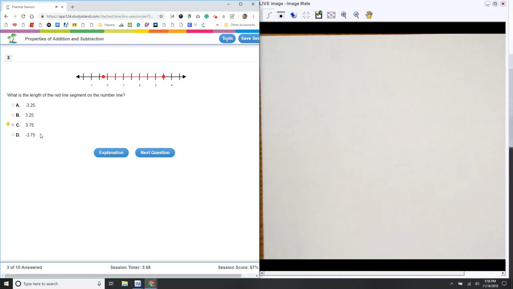Oh, can a length be negative? It says negative 3.75. It asks us for a length. No, length can't be negative, so that's why I said 3.75.